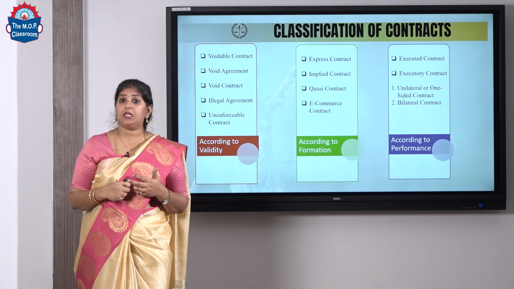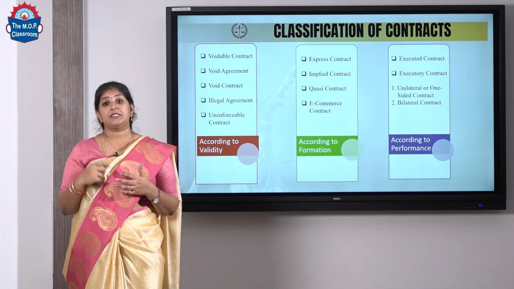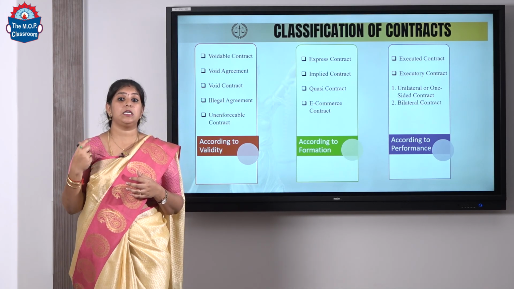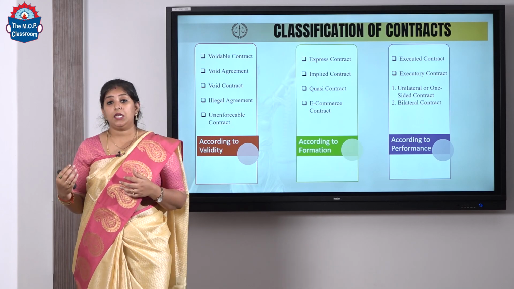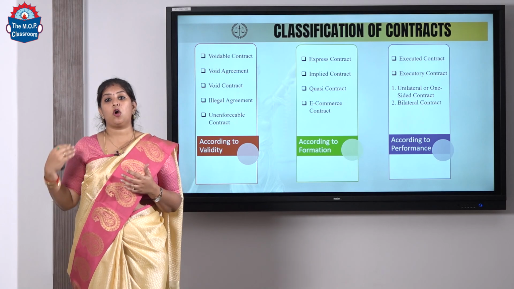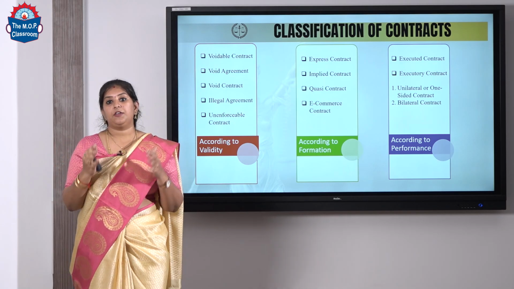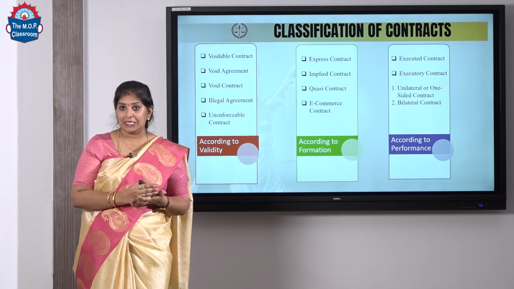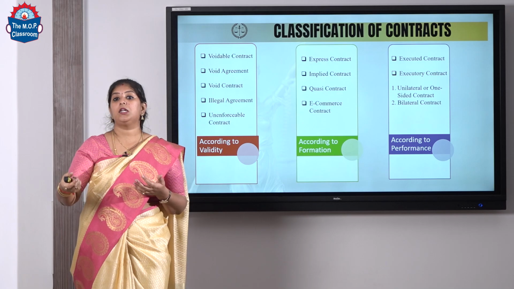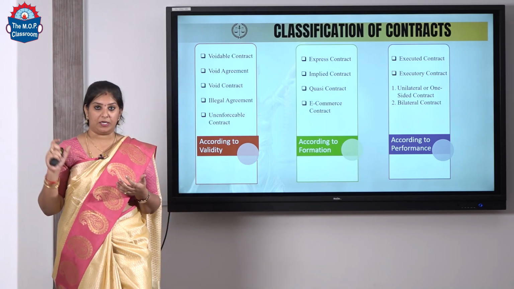Then the next one that comes under validity is the illegal agreements. Illegal agreements means the agreements which are criminal in nature and immoral. When it comes to illegal agreements, we will also talk about the collateral agreement, that is, a collateral contract which is entered into based upon the main agreement. If the main agreement is treated as illegal, the collateral agreement in a few cases will be treated as illegal, and in some cases the collateral agreement will be treated as a valid one.